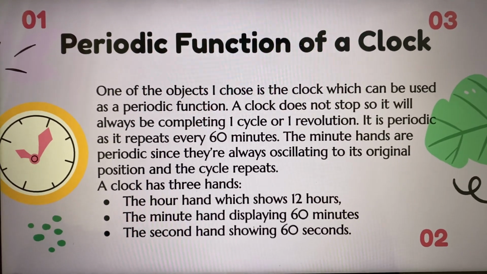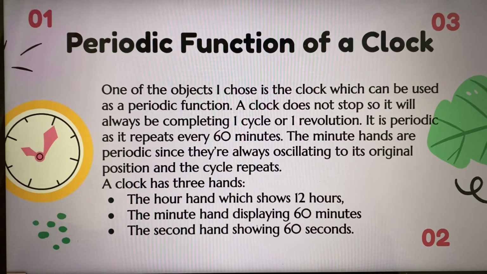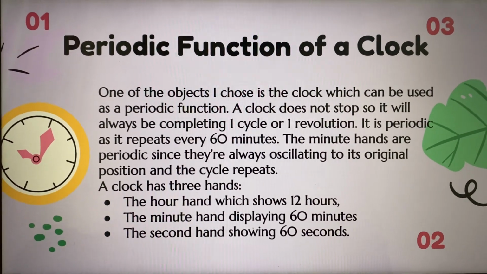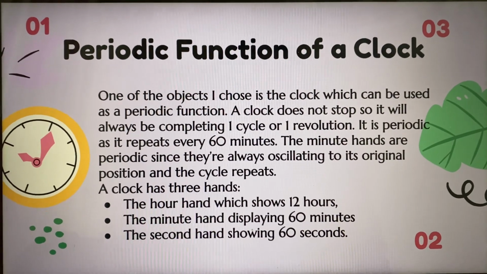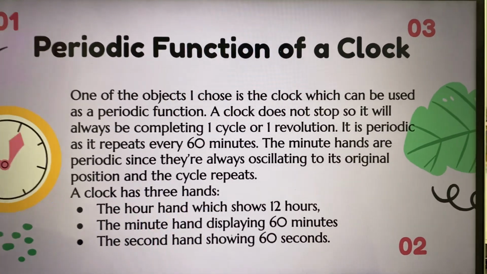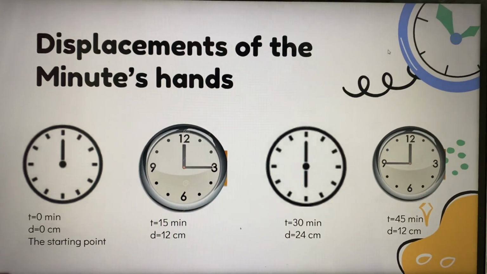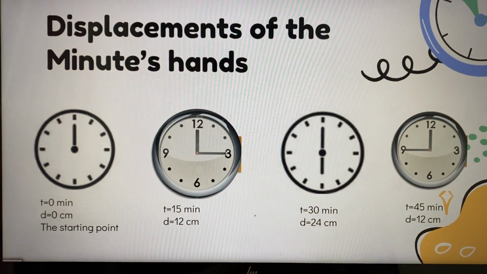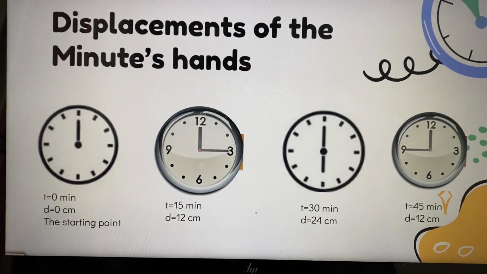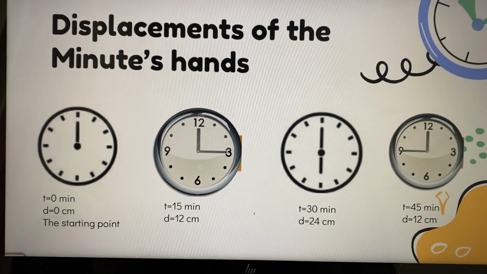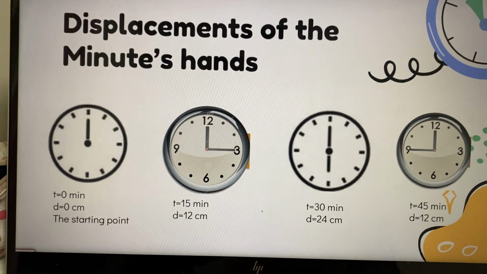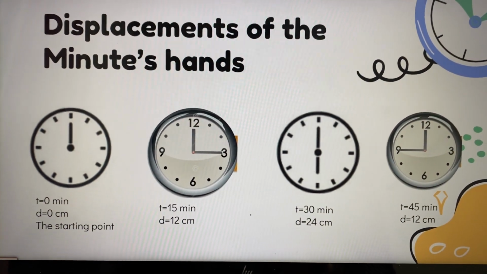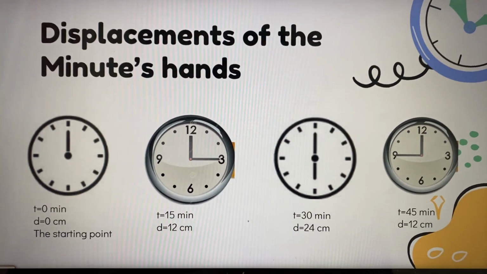As the assignment stated, a clock has three hands: the hour hand, which shows 12 hours, the minute hand, which displays 60 minutes, and the second hand showing 60 seconds. So, I've shown 4 photos of the clock with 4 different times and 4 different displacement times. I found the displacement by using a ruler to measure how much it is in centimeters.